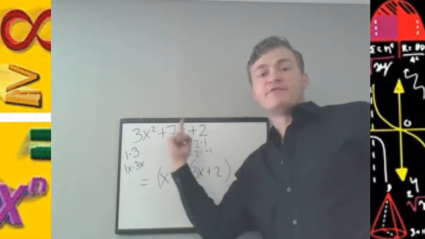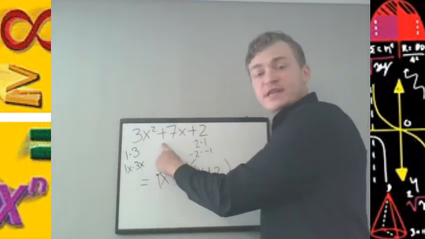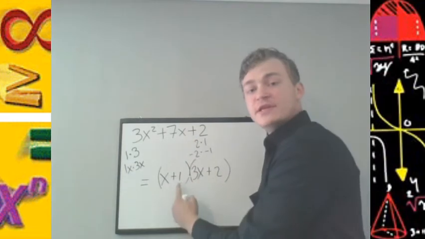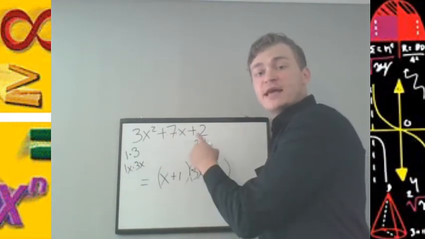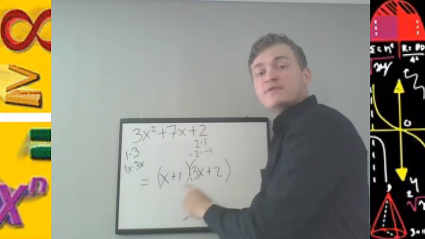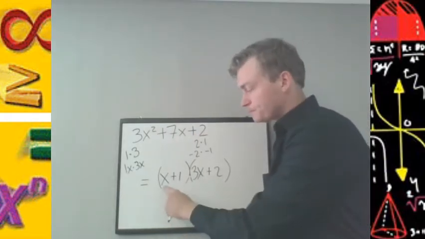Because all of these are plus and positive, these would be positive as well. But if this was negative and this was positive, then these would both be negative. If this was positive or negative and this was negative, if this number is negative, then one of these will be positive, one will be negative. But we're positive, let's try it out.